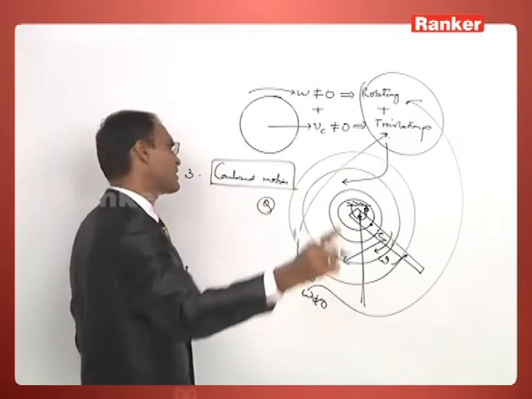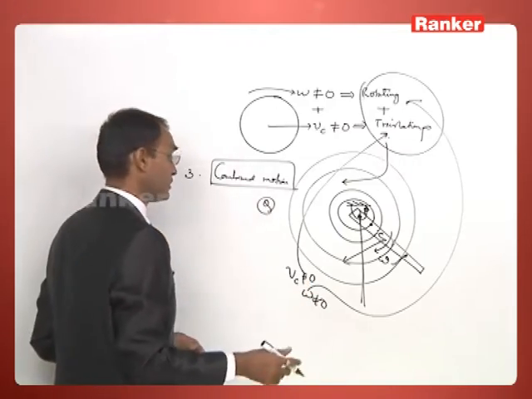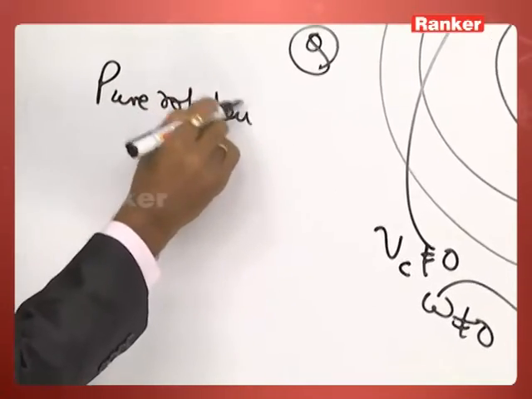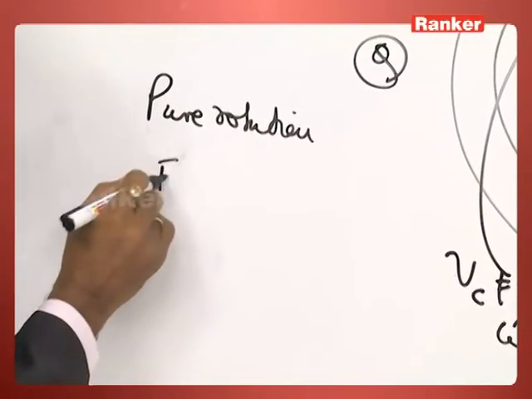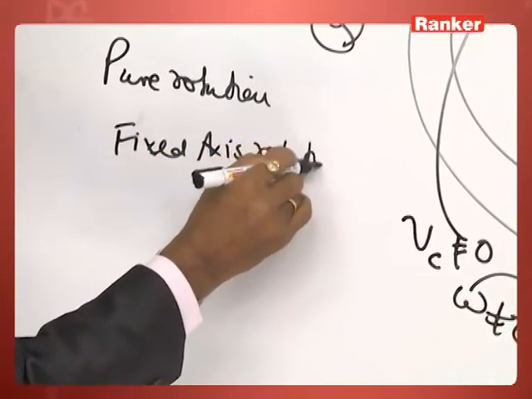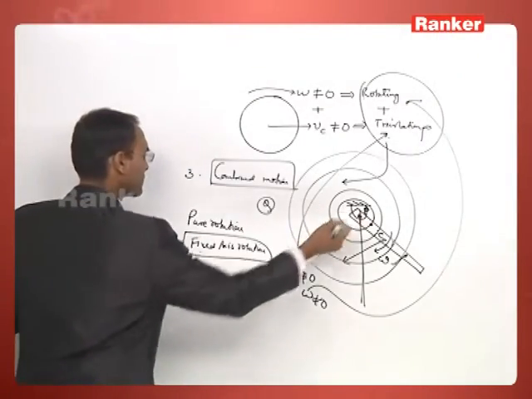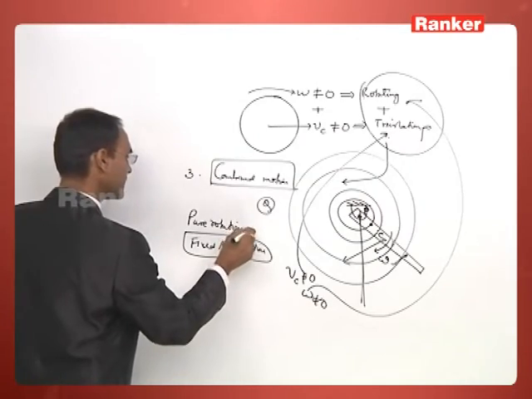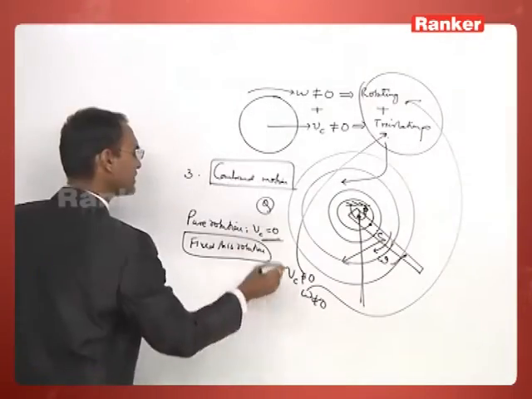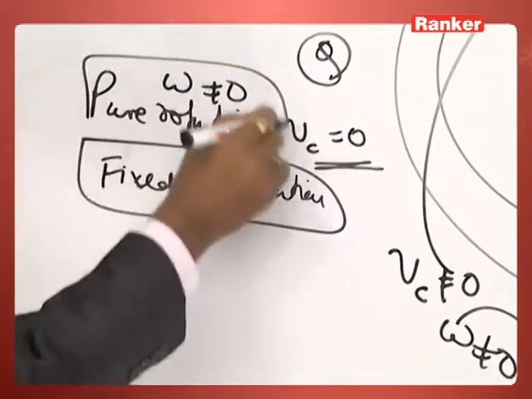Now we can rectify this concept, or clarify, or separate these two concepts: pure rotation and fixed axis rotation. In fixed axis rotation, the axis must be fixed. But pure rotation is when the velocity of the center of mass is equal to 0, it is not translating, only omega is not equal to 0. This is called pure rotation.